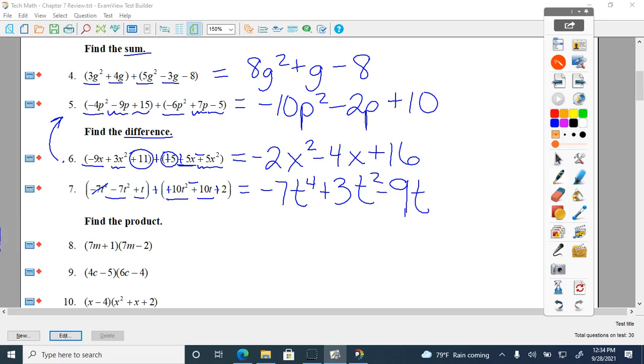T minus 10t. Negative 9t. And plus 2. Okay? Everybody good so far? So we all know degrees, we all know adding, we all know subtracting. Now we're going to get to what? Multiply. Find the product. Okay?